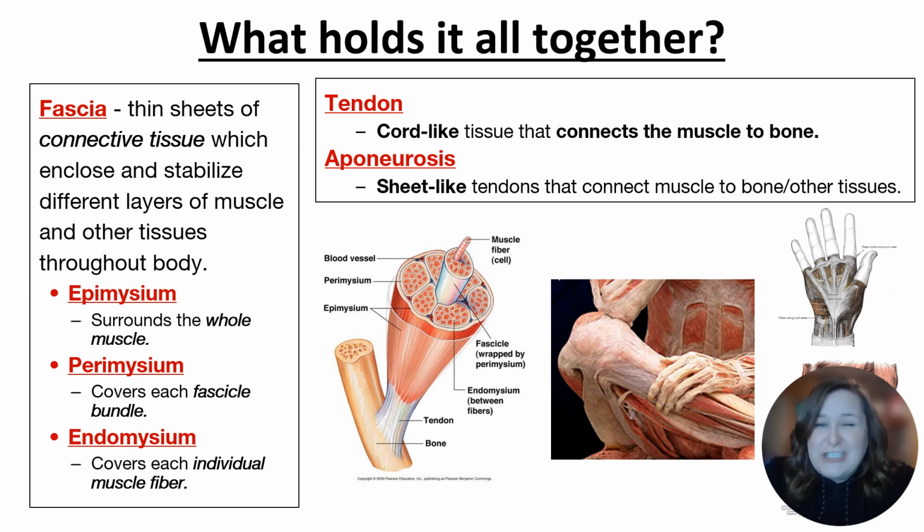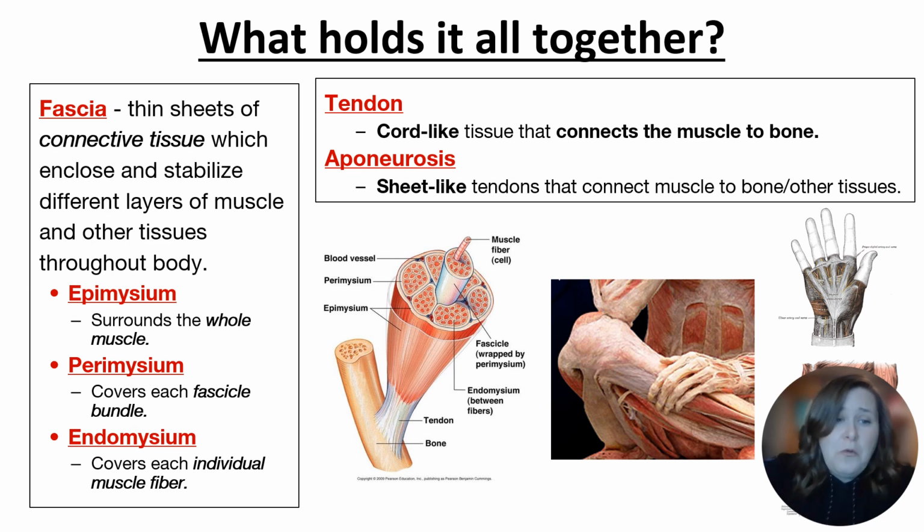And whenever they're more like a sheet that lies over something, like you'll see this over like your abs and things like this, we call this an aponeurosis. So these are going to be sheet-like tendons. They're going to connect muscle and bone and other tissues, but they're just very long and not cord-like at all.